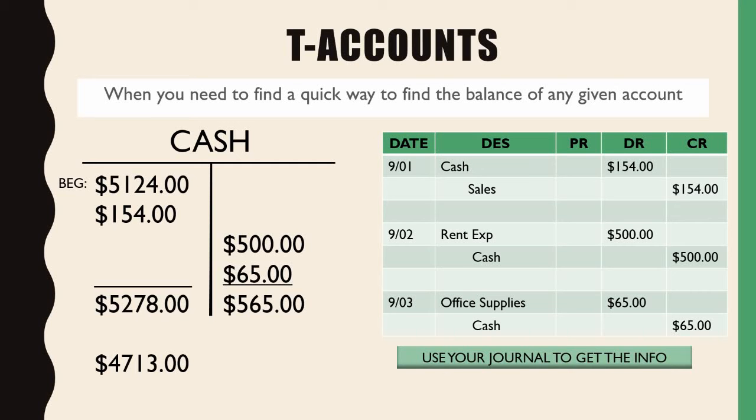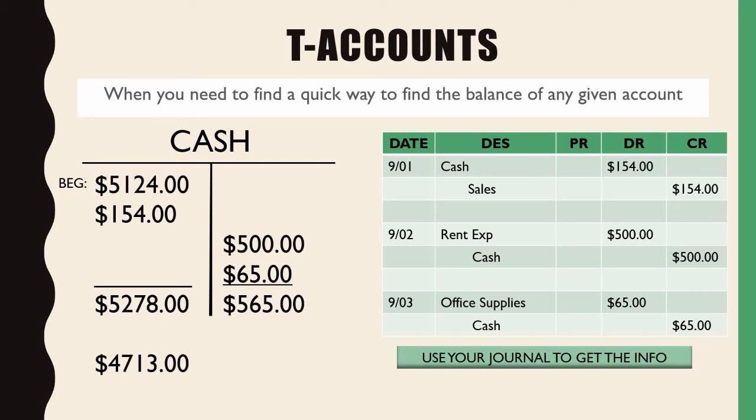So in this case, here we go. On September 1st, I earned money. September 2nd, I spent money. And then September 3rd, I spent money. So in this case, the journal is only telling me what I did with the money. It's not telling me how much money I have.